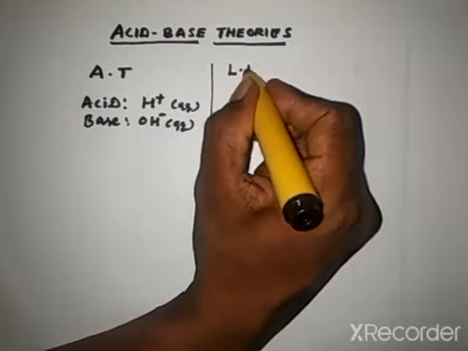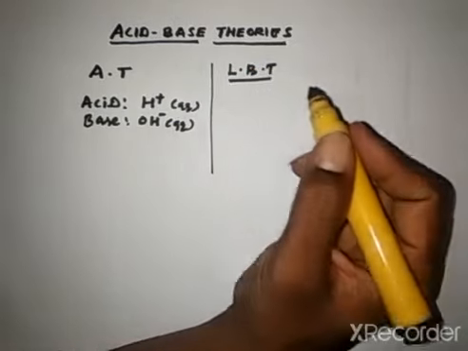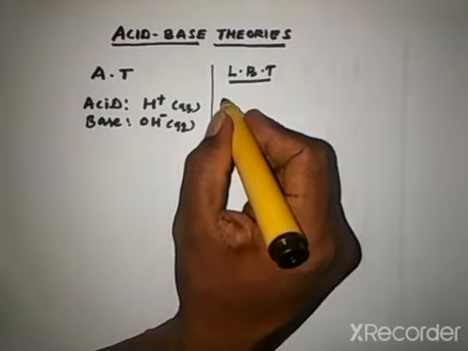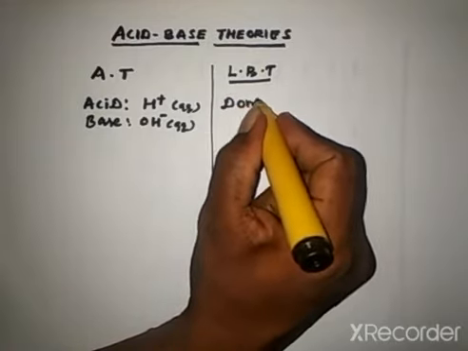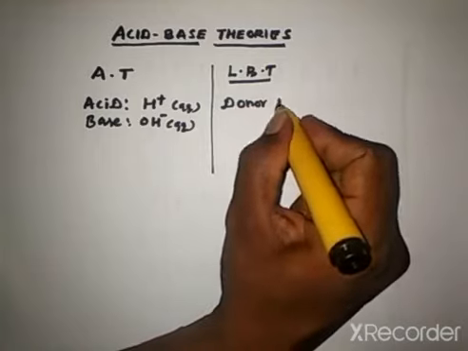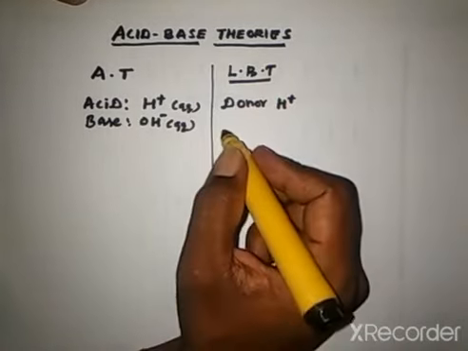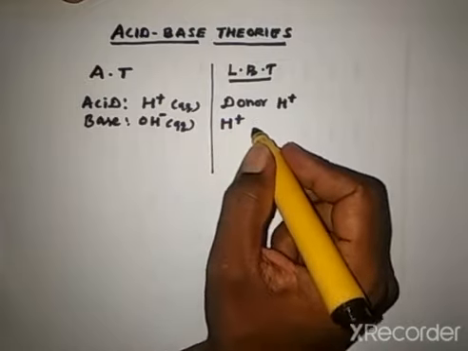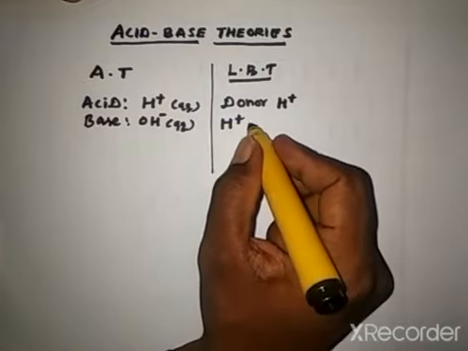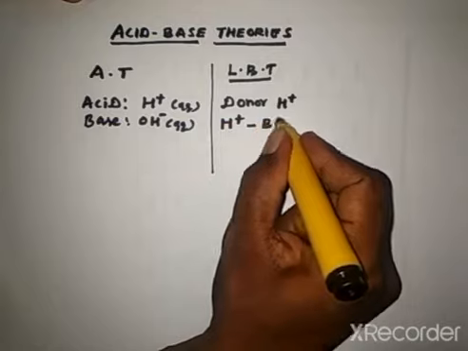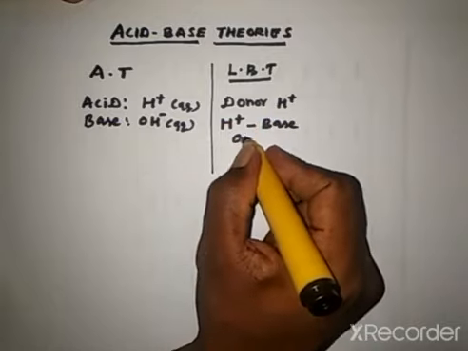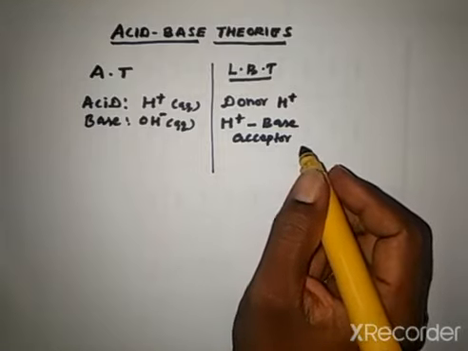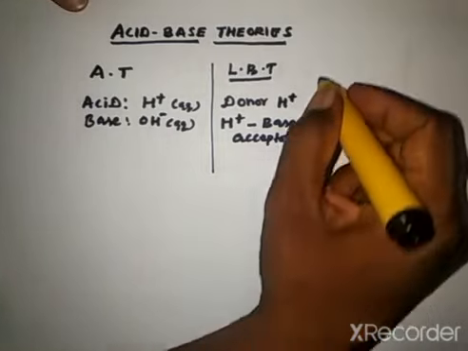And according to Lowry-Bronsted theory, an acid is a substance that should be a donor of H plus, and if it is an H plus acceptor, then it is a base. This is the acceptor of the proton according to Lowry-Bronsted theory.